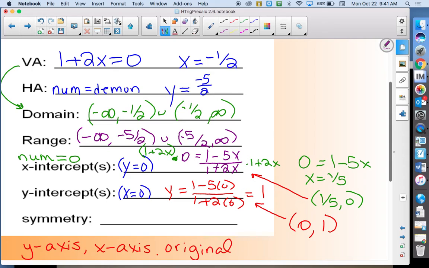And then this graph has no symmetry. It's not symmetrical about the x-axis, it's not symmetrical about the y-axis, it's not symmetrical about the origin. Questions?